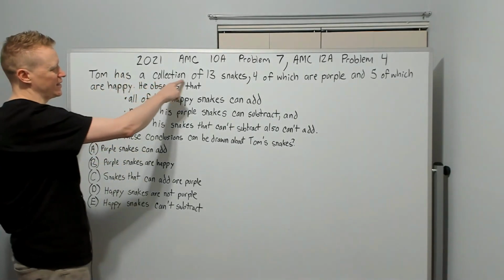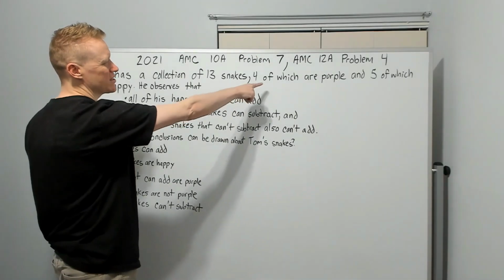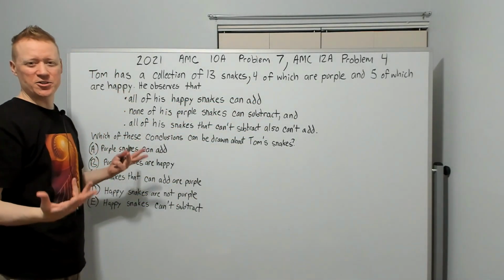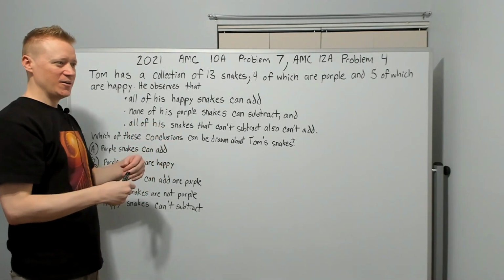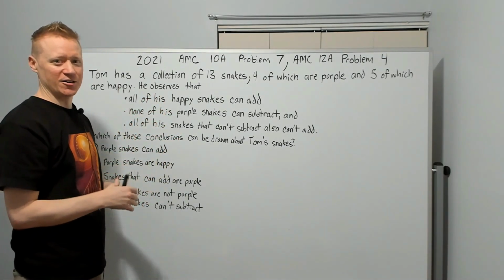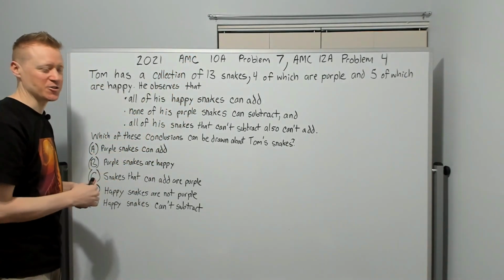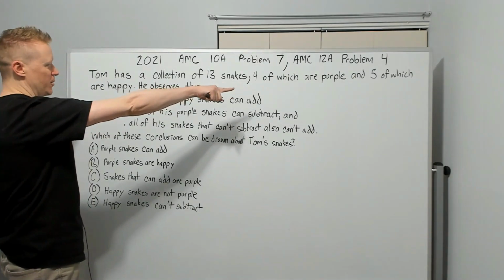Tom has a collection of 13 snakes, 4 of which are purple and 5 of which are happy. This sounds like one of those memes where they're reminded of what they learned in algebra or something, and it makes up some funny question because it doesn't really make sense, right? So 4 are purple, 5 are happy.